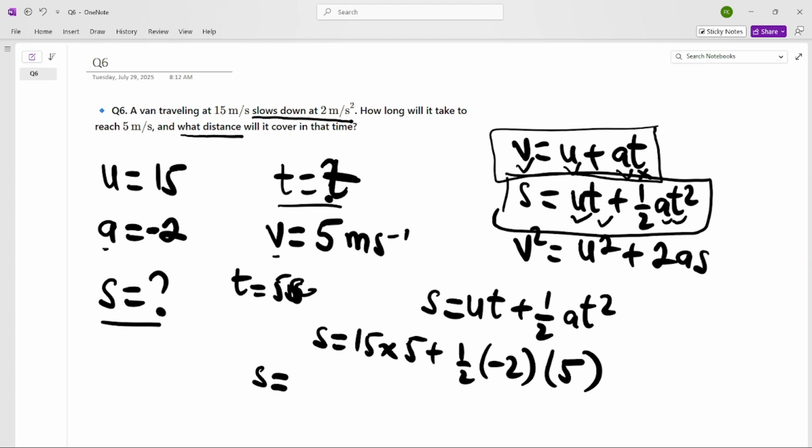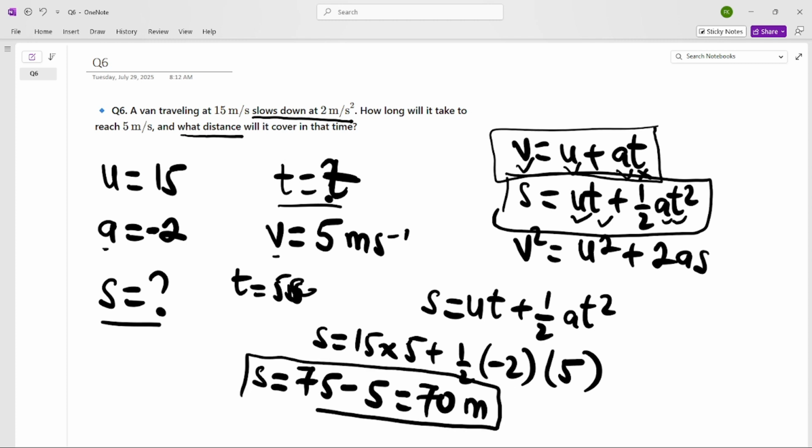So this one, 15 times 5 is going to be 75, minus 5 basically. So we are going to have 70 meters. So s is equal to 70 meters basically.